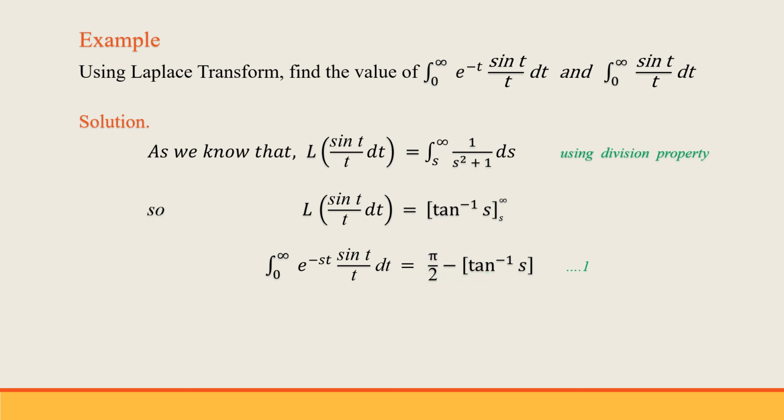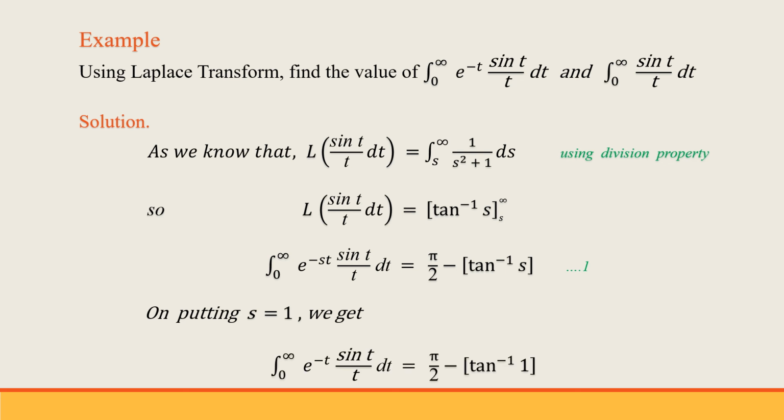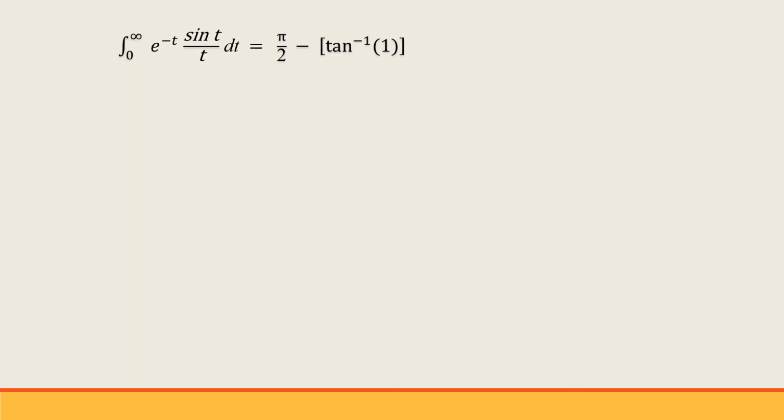Now, by putting s equal to 1, we get the integral from 0 to infinity of e^(-t) into sin t by t dt equal to pi by 2 minus tan inverse 1. And what is tan inverse 1? It is pi by 4. So, the integral from 0 to infinity of e^(-t) into sin t by t dt is equal to pi by 2 minus pi by 4, that is pi by 4.